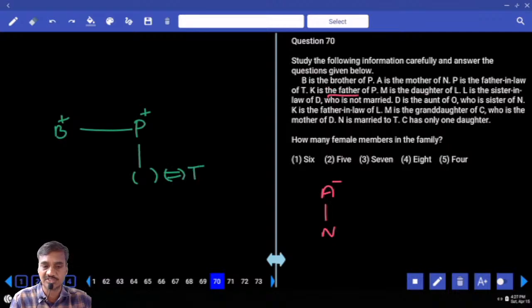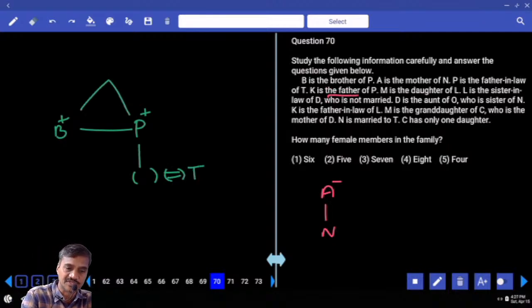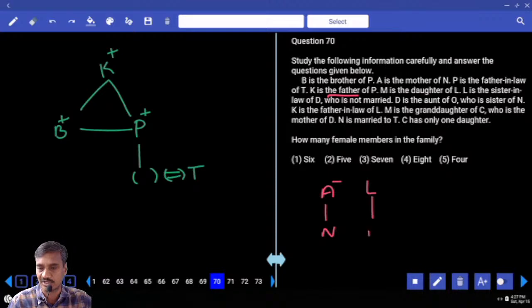And next one, K is the father of P. Now this K is the father of these two persons, B and P. M is the daughter of L. Now L is the sister-in-law of D. Now this L is a female, sister-in-law of D. That means D's spouse's sister or D's brother's wife is L.